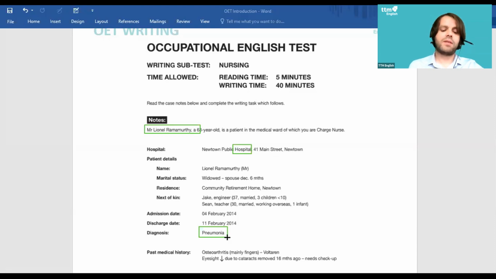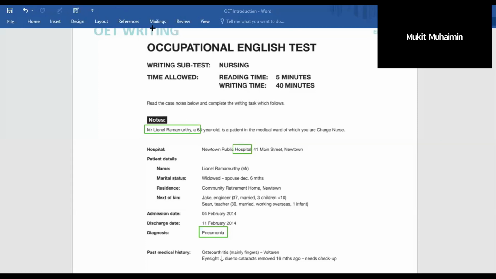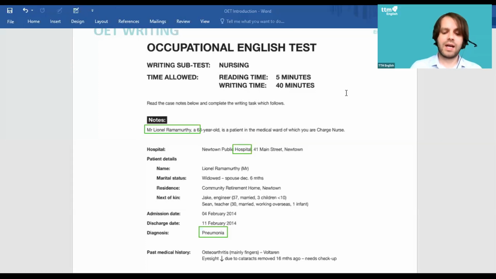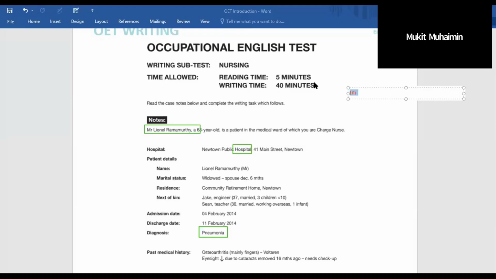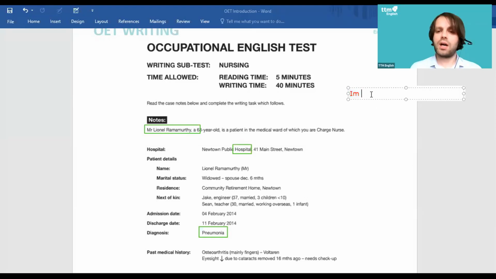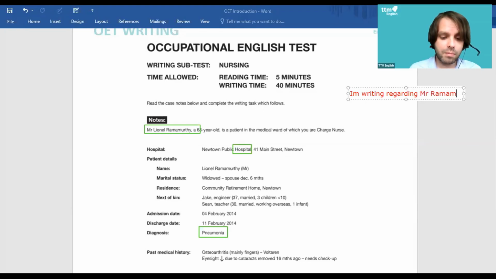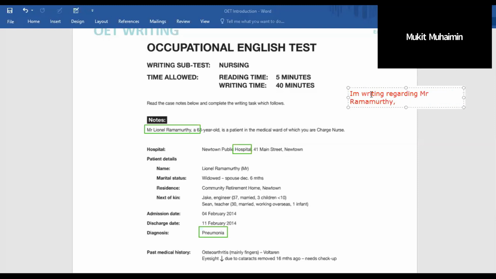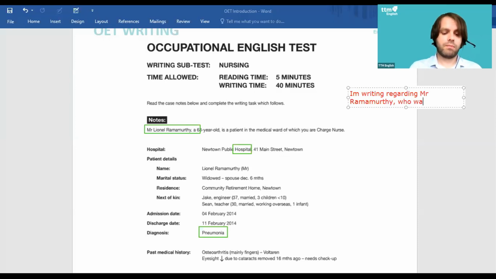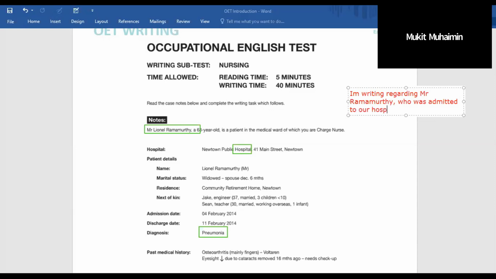Okay, so if I ask Mukit, are you there, sir? Yes, sir. All right, so let's just do a quick example with this one. What would you write here? I am writing regarding. Make this a bit bigger. I'm writing regarding Mr. Ramamurthy. I can never spell this guy's name. Who was admitted in our hospital due to pneumonia.